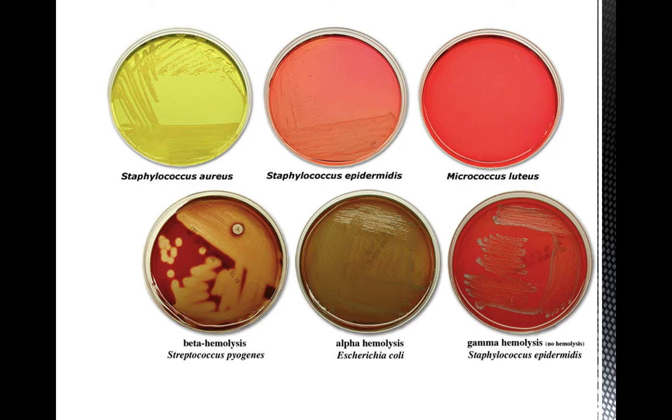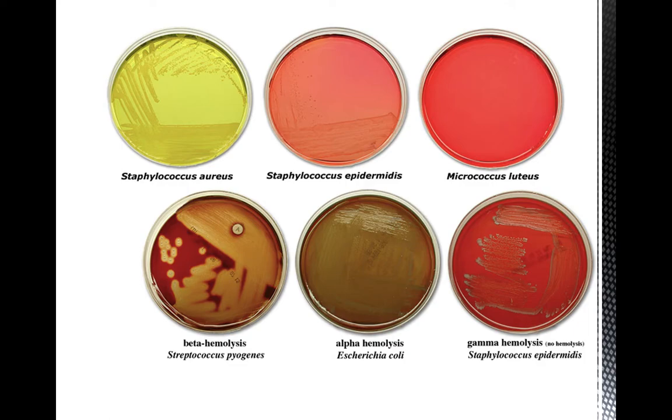Then we also have another example. This one is blood agar, where hemolysis is observed. So hemolysis, which means lysis of red blood cells. So we have different bacterial species that are grown in blood agar.